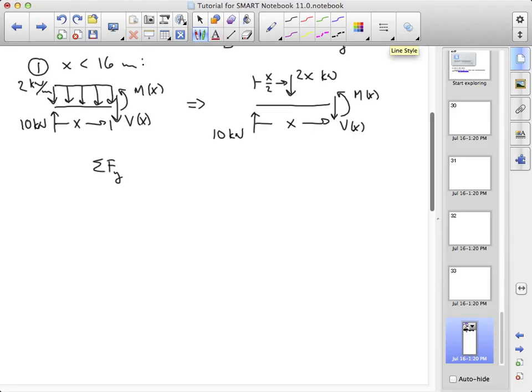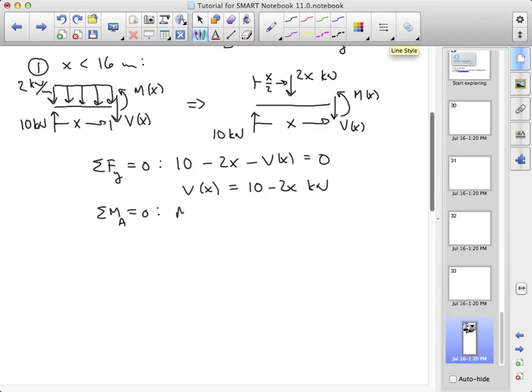Vertical force equilibrium gives us 10 kilonewtons minus 2x kilonewtons minus v of x is equal to 0. So v of x is equal to 10 minus 2x kilonewtons. We could choose to take moments where we like, but I'm going to choose to take moments about A. We have the bending moment minus v of x times x minus 2x times moment arm x over 2 equals 0.